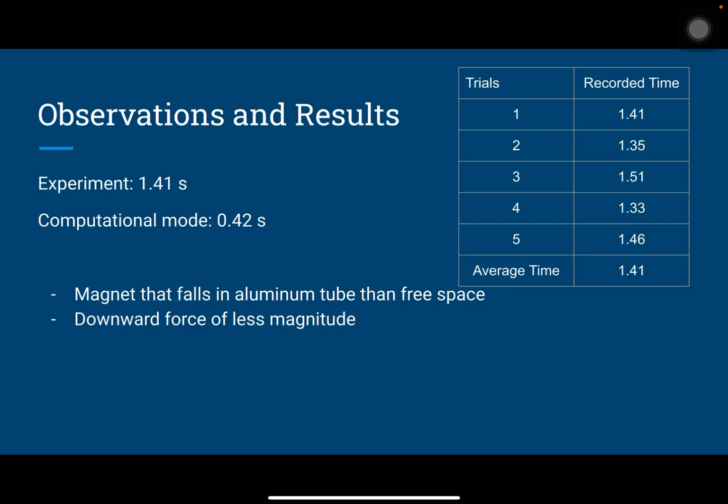In our observation, the experiment averaged about 1.41 seconds over 5 different trials. In my computational model, it was 0.42 seconds. The magnet falls in the aluminum tube slower than in free space, and the downward force is of less magnitude.